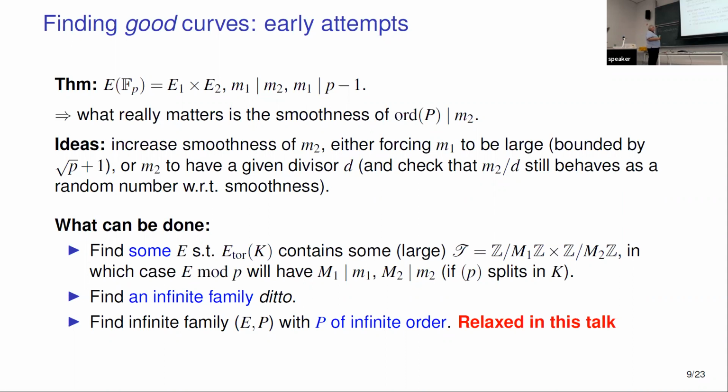So what was done was to find good elliptic curves over Q and later over K, having a large torsion group. Perhaps find an infinite family of these, and perhaps an infinite family with a point of infinite order. So we don't insist on that.